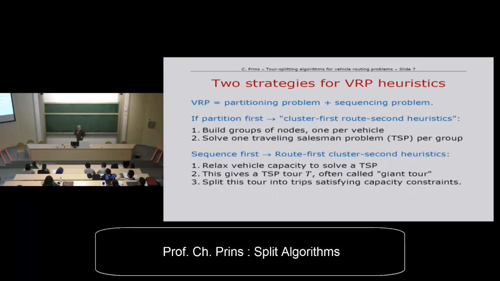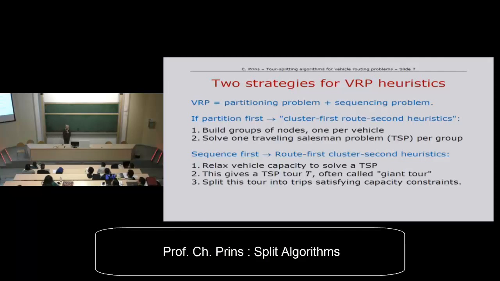You know there are two strategies for vehicle routing heuristics. A VRP is a partitioning problem and a sequencing problem. You have two kinds of decision. You have to decide, in fact, which customers you are going to assign to each vehicle. So it's a partition of the set of customers. And then you have an ordering or sequencing problem. You have to decide in which order you are going to supply the customers, if it's a distribution problem.